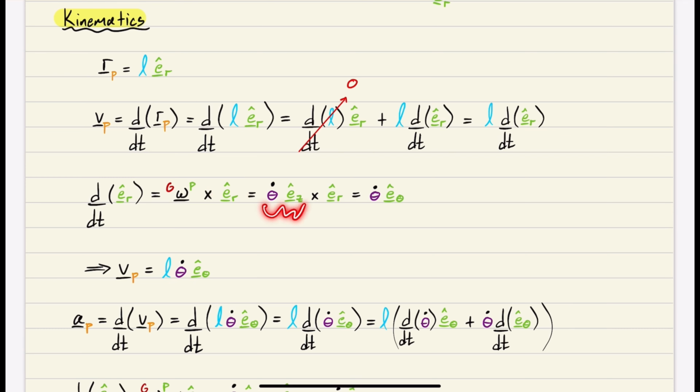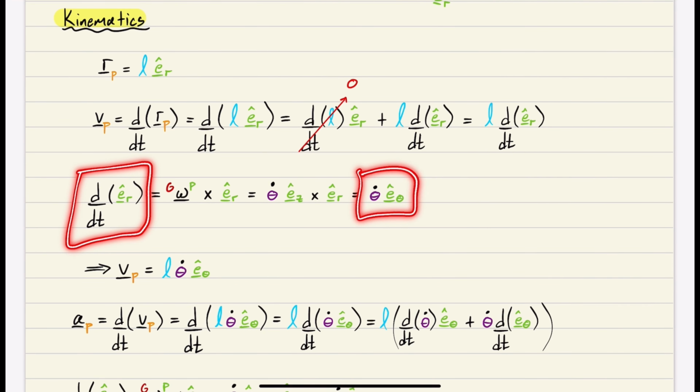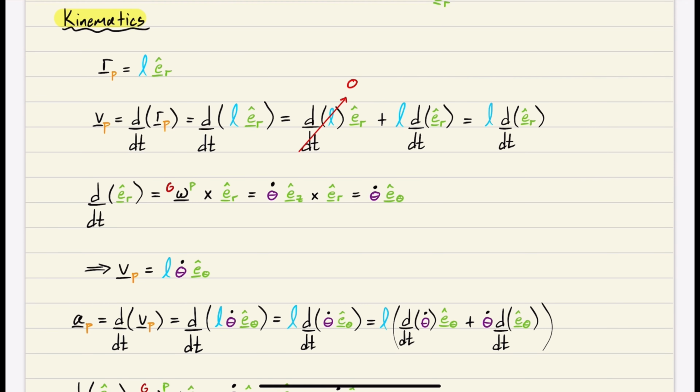So what is theta dot ez crossed with er? That's equal to theta dot e theta. So d dt of er is equal to theta dot e theta, which tells us that, we can plug this in here, that the velocity of our particle is equal to L theta dot e theta. So that's our velocity. And now we're going to rinse and repeat.